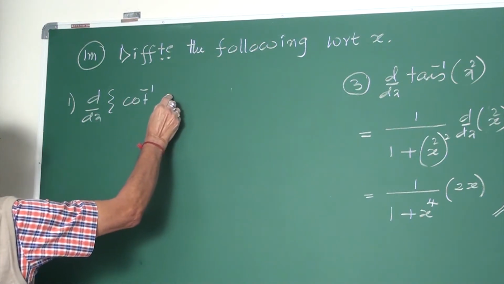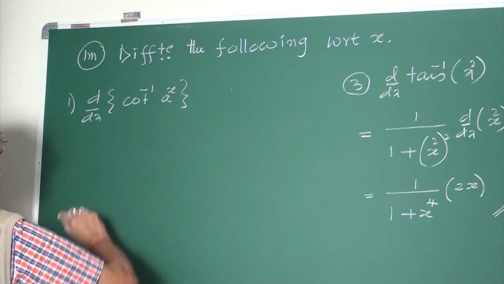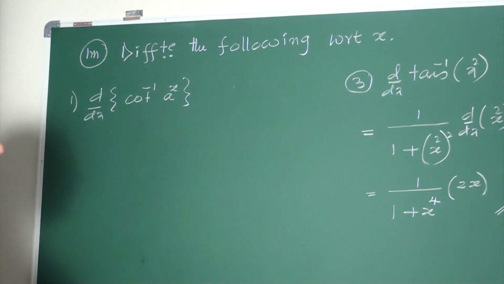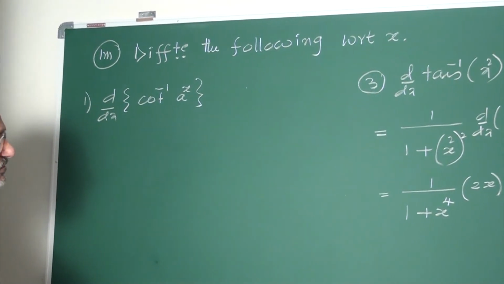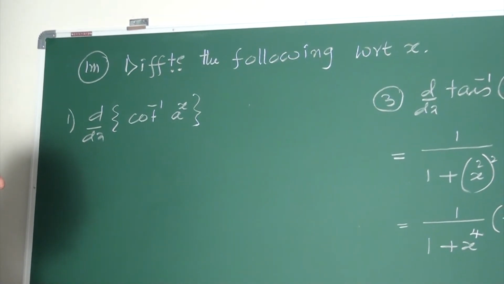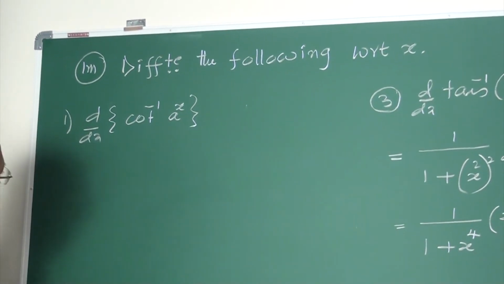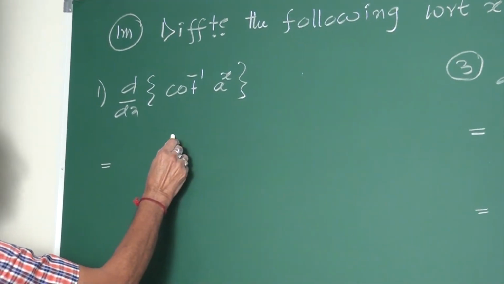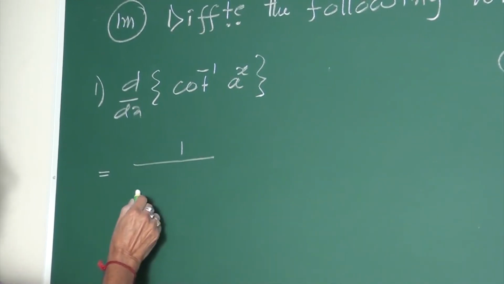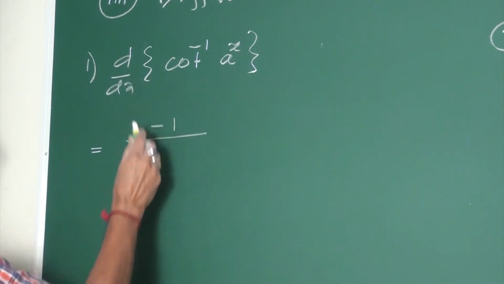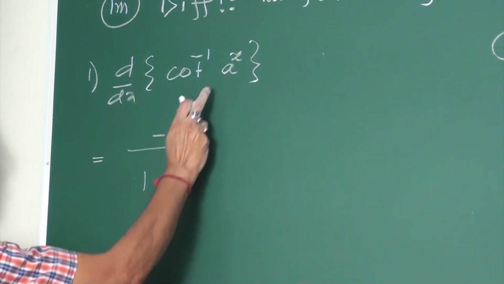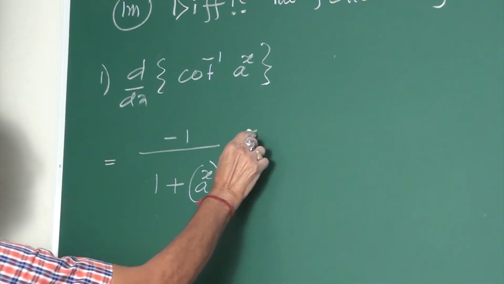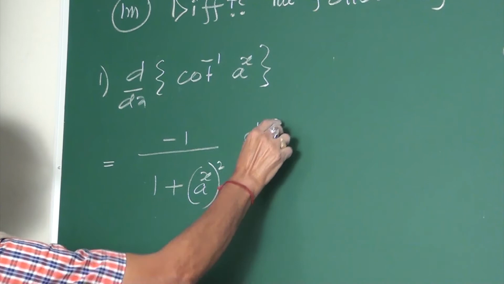Cot inverse a to the power x, my friends. Look at cot inverse x: the derivative is -1 upon 1 plus x square. It is not x, it is other than x. Right, first, the derivative is 1 upon -1 times 1 plus a to the power x the whole square, into the derivative of a to the power x.